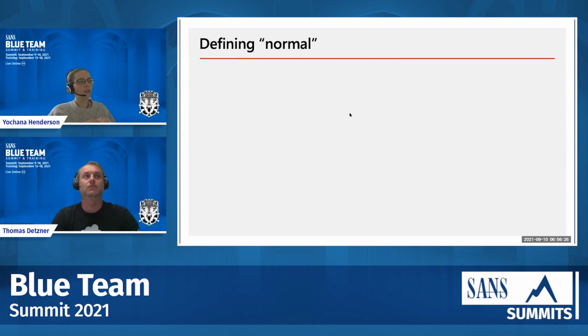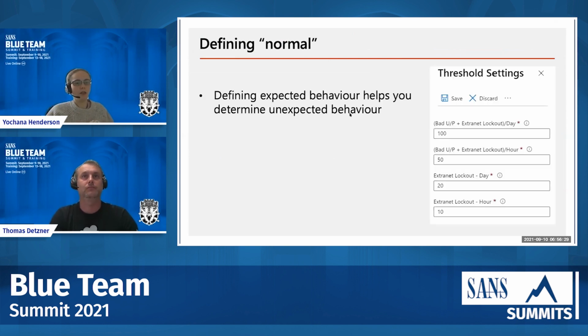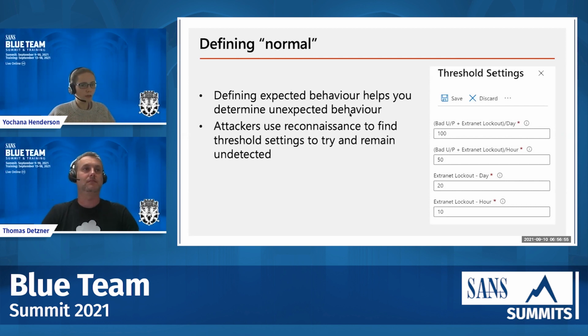Okay, so one of the things that we have suggested in our new SecOps guides is defining normal. Defining expected behavior helps you determine unexpected behavior within your tenant. This can be how many bad password attempts are normally had, how many smart lockouts you normally have, and so you can start setting thresholds to alert on these. But one thing to note, it is not a silver bullet.